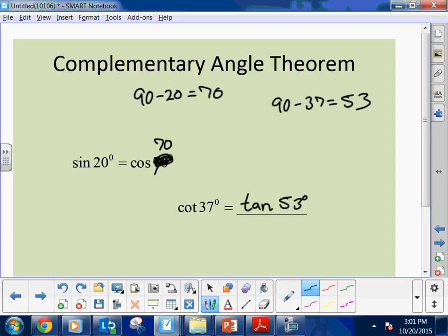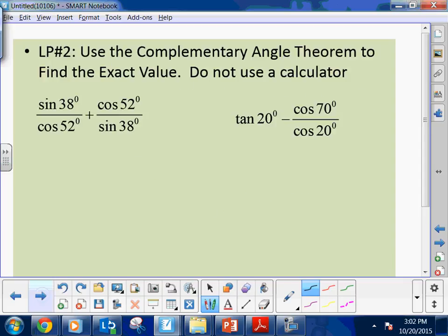All right, lovely. Okay, listen, let's have you all do this next one. Write this down. We're going to find the exact values to both of these, and just use the complementary angle theorem to find the exact value without the use of a calculator.